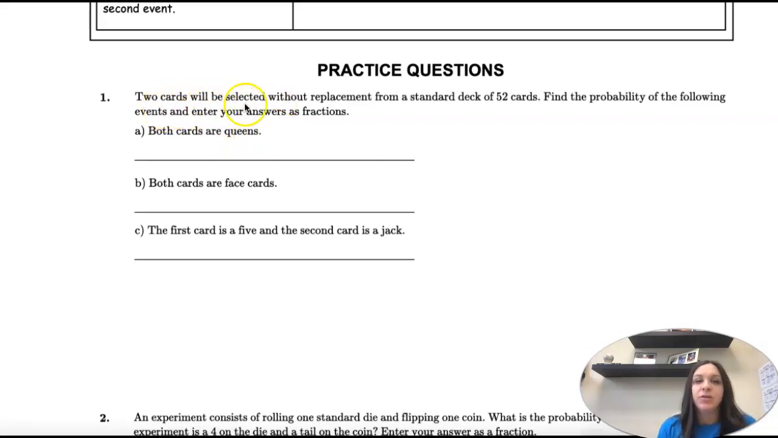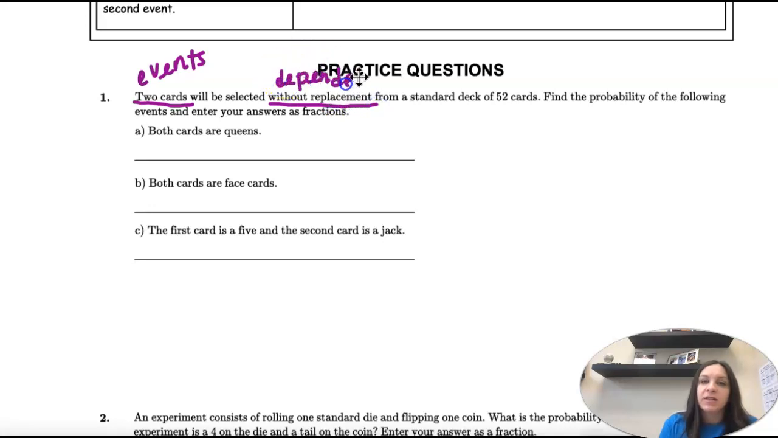Okay, number 1, 2 cards will be selected without replacement from a standard deck of 52 cards. Find the probability of the following events and enter your answers back to us. Okay, so our 2 cards being drawn, these are our 2 events. And then without replacement, this tells us that we're looking at dependent events, because after 1 card is drawn, it changes what's in the deck.